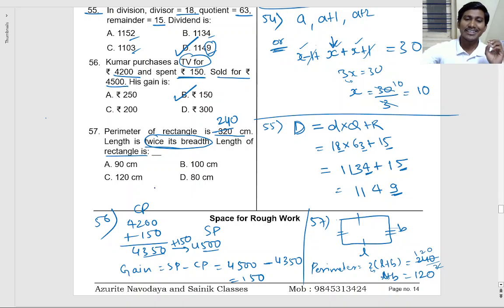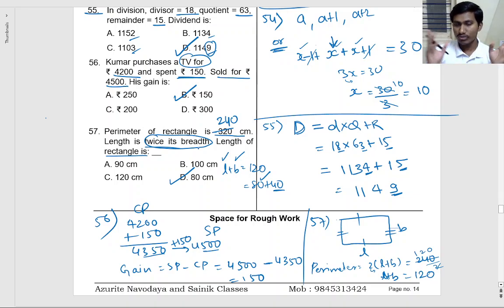So we got length plus breadth as how much? 120. So we know breadth is half and length is twice. So here, if you see, length is twice means breadth will be half. So 120 we can write as 80 plus 40, that is, this is double, this is half, right? So length is how much? 80 centimeter. That is option D here. Okay, so you can do it that way, or you can go with the options as I told.